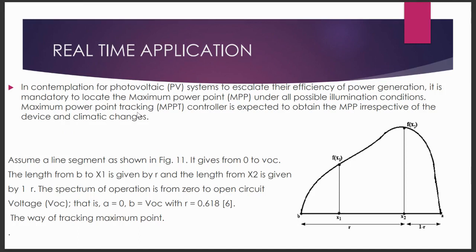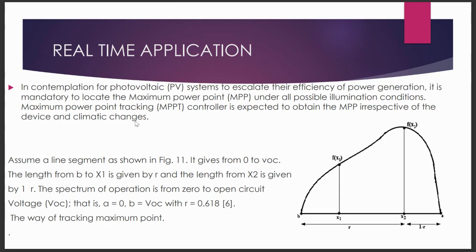The real-time application is mainly used for maximum power point tracking control for photovoltaic systems to escalate their efficiency of power generation. It is mandated to locate the maximum power point under all possible illumination conditions. Maximum power point tracking control is expected to obtain the MPP irrespective of the device and climatic changes.